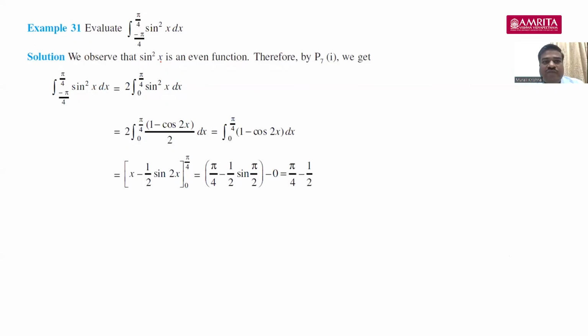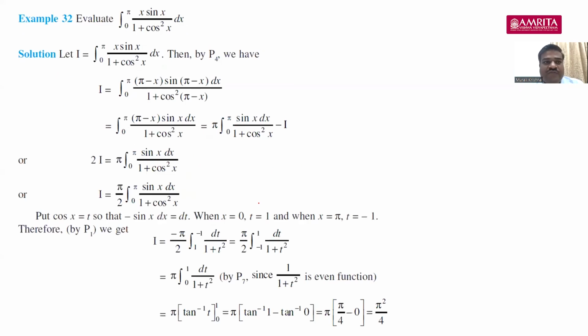So sin x is an odd function. Sin square x is sin x into sin x, so it is an even function. This you can write as 2 times the integral 0 to pi by 4 of sin square x. And again, regular integration: converting sin square into terms of cos 2x, then simplification, and then substitution. That regular manner. Based on the limits, you can identify this way.